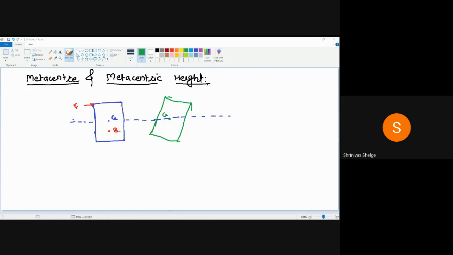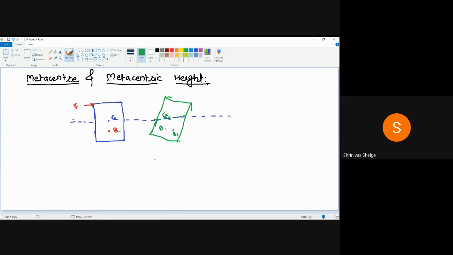So what about the center of buoyancy? The position is displaced, because the center of buoyancy is the CG of the submerged portion, and the submerged portion is now this one. So it will get displaced and acquire a new position. I will name it B1, and B is the old center of buoyancy. I will show you. Correct? Yes. So now what is meta center?